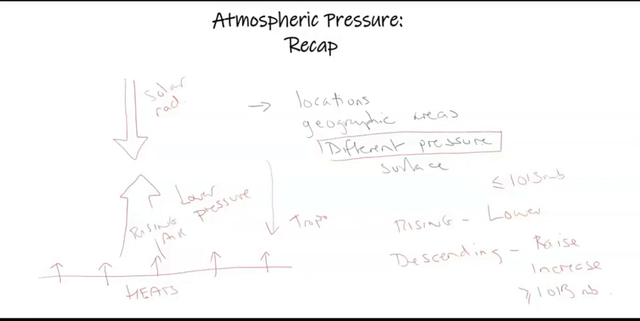Or air that's descending and causing higher pressure could be anything between 1,020 up to 1,050, so a very high pressure. And this can change the atmospheric conditions based on what the pressure is doing, and everything else kind of follows.